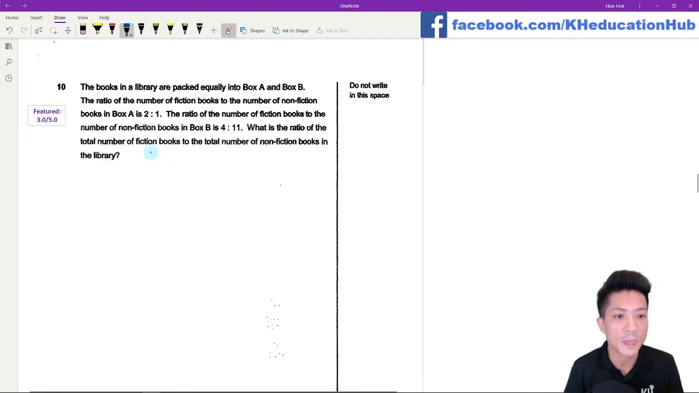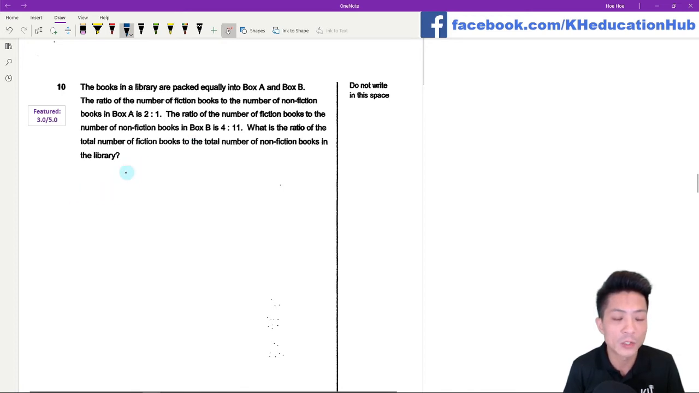Question 10. The books in the library are packed equally into box A and B. The ratio of the number of fiction books to the number of non-fiction books in box A is 2:1. The ratio of the number of fiction books to the number of non-fiction books in box B is 4:11. What is the ratio of the total number of fiction books to the total number of non-fiction books in the library?